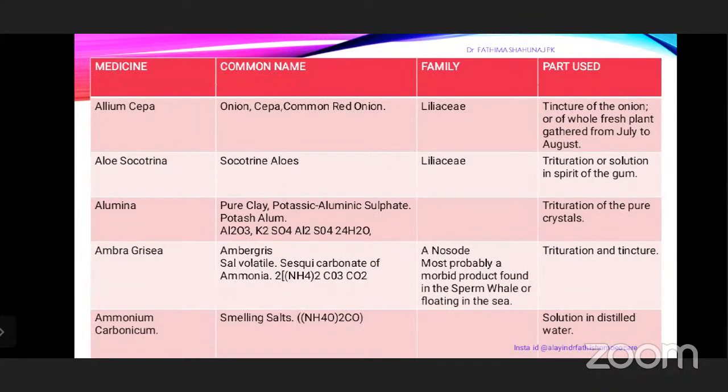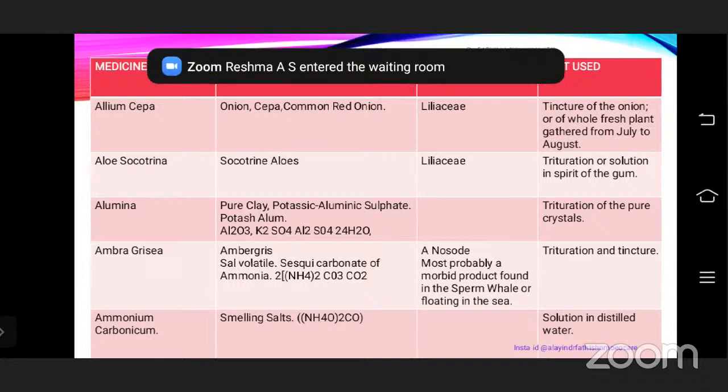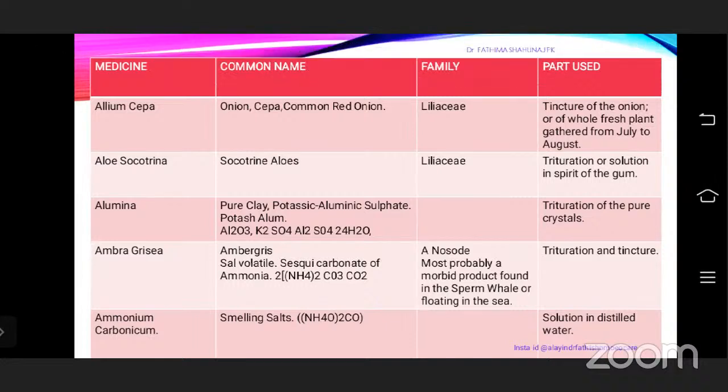And next, Allium cepa. As everyone knows, it's the common red onion, and it belongs to the family Liliaceae. The part used is the whole fresh plant, which is mainly gathered from July to August. Then Aloe socotrina, as a common name also Socotrine aloes, family Liliaceae, trituration or solution. It's prepared from the spirit of gum.